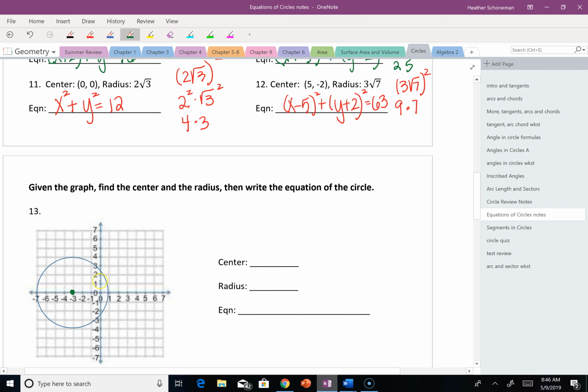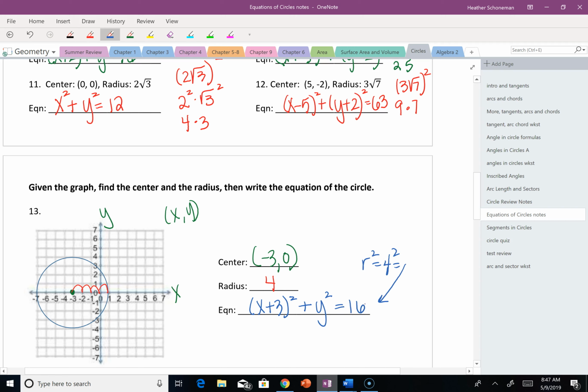So the ordered pair of that center, remember when you write a point, it's x and then y. And this is the x and this is the y. So the x is -3 and the y is 0. The radius you're going to count off the graph: 1, 2, 3, 4. So the radius is 4. So when you write your equation, it's the opposite, x plus 3 squared. If it's 0, you just write the variable squared, equals the radius squared, which would be 4 squared, which is 16.